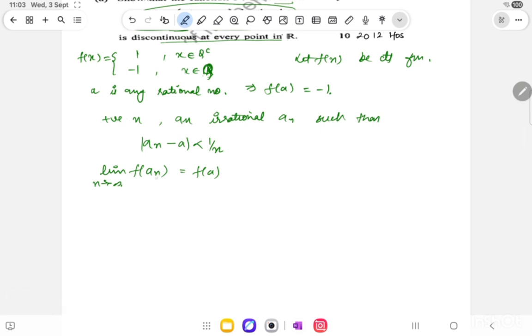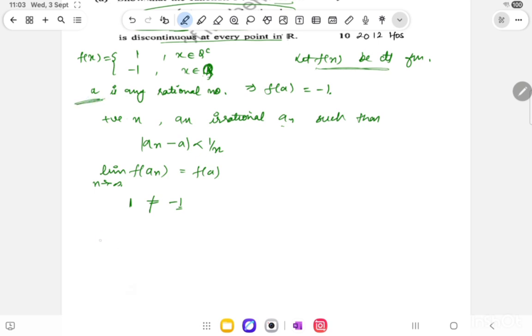But my f(a_n), where a_n is an irrational number, will be basically 1. But that is not equal to my f(a), that is -1. So we got a contradiction because 1 is not equal to -1. So my assumption that f(x) is continuous at any rational a is incorrect.